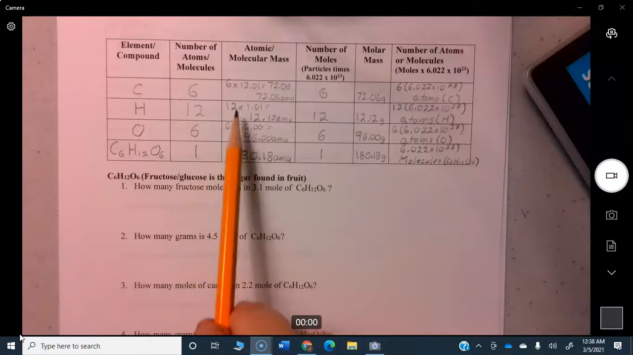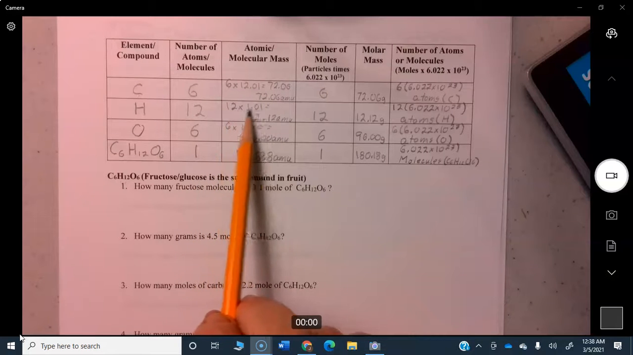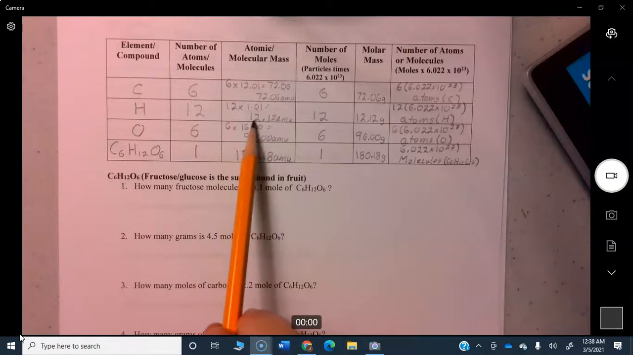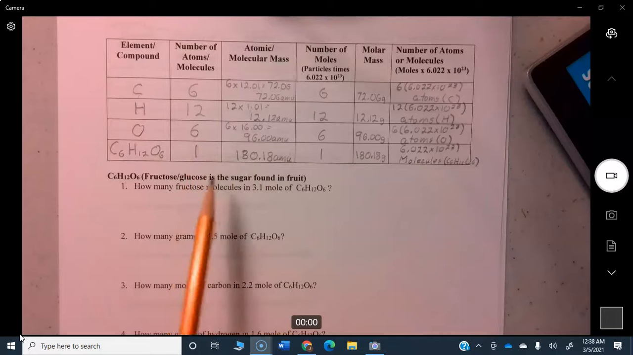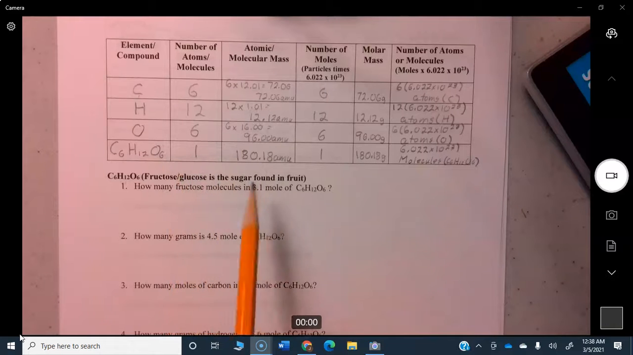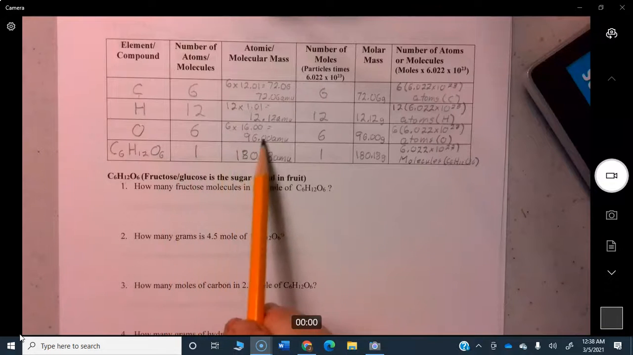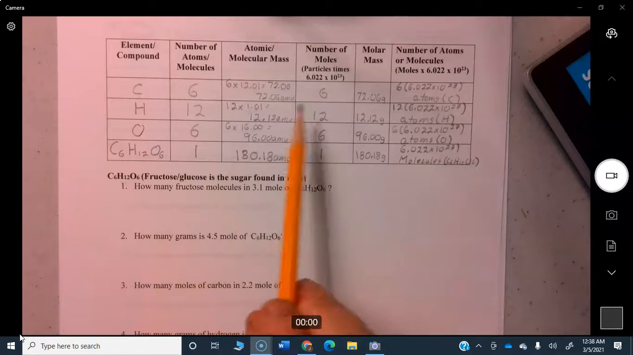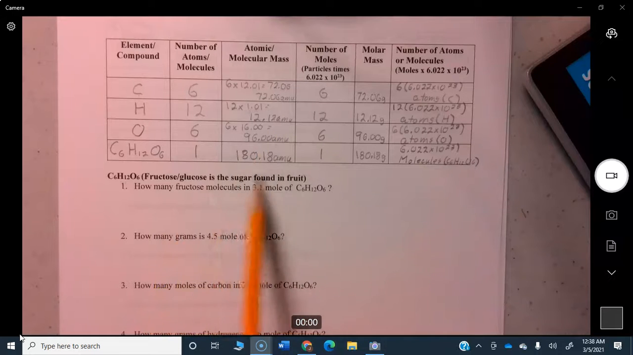AMU. For hydrogen, it's 12 times 1.01. You get that off your periodic table, and that gives you 12.12 atomic mass units. And oxygen, it's 6 times 16, and that's 96 atomic mass units. When you add up those 3 masses, you get 180.18 atomic mass units for 1 molecule of sucrose.